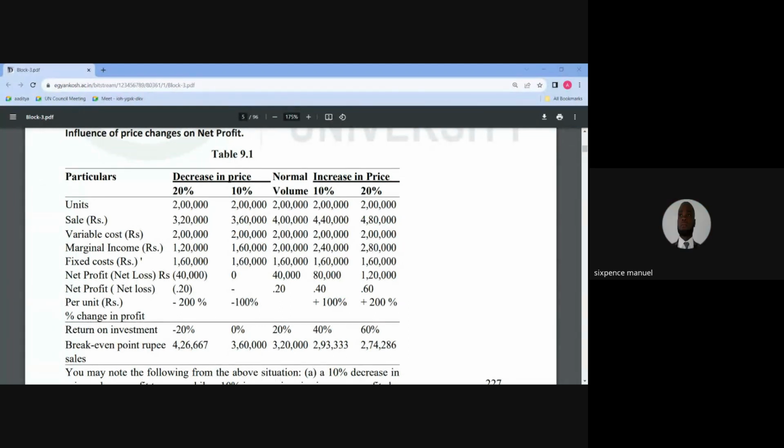I understood you until the point where we were talking about the net profit, net loss here, where we have 40,000, and from that I didn't understand the rest. When it comes to net profit, net loss here, where we have 20 and then 200% minus, I don't know how you managed to get a minus 200%.